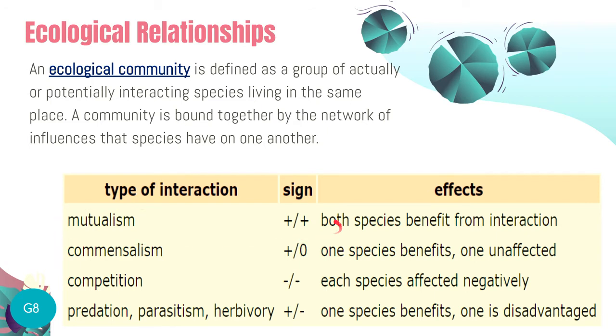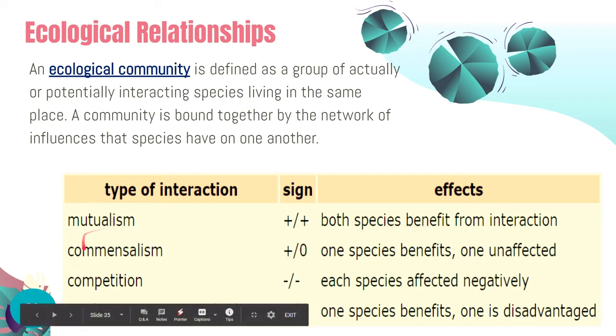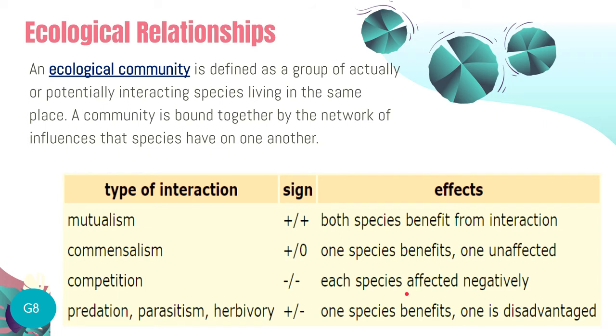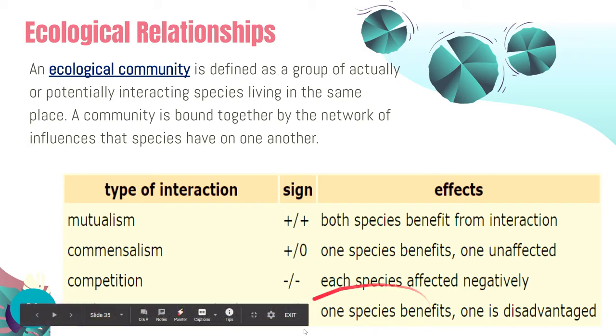To remember that, positive means that both species benefit from the interaction. Commensalism, positive zero, one species benefits, the other one is unaffected. Competition, negative, each species is affected negatively. We'll see more about that later. And then parasitism, predation, and herbivory, positive, negative. One species benefits, the other one is disadvantaged.